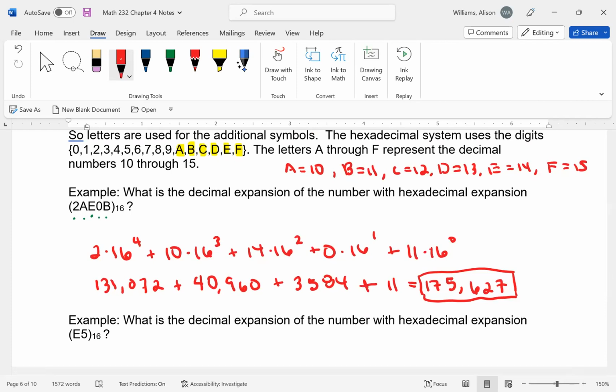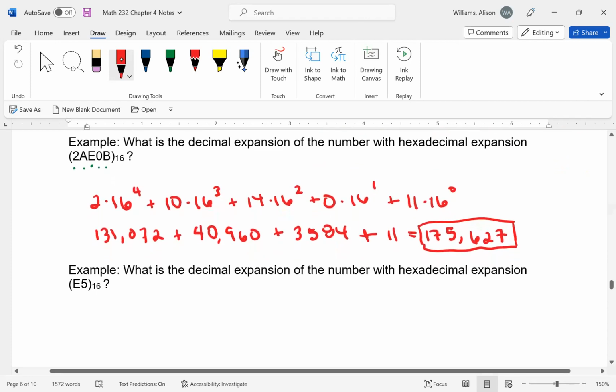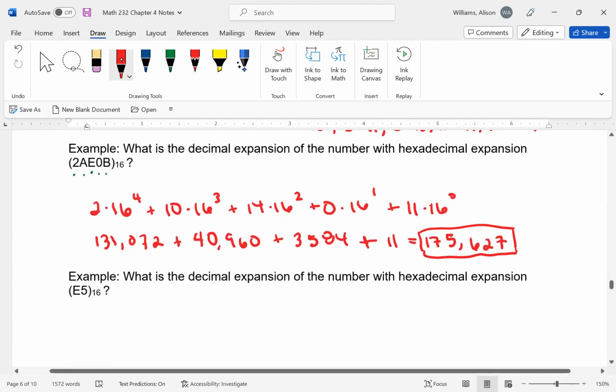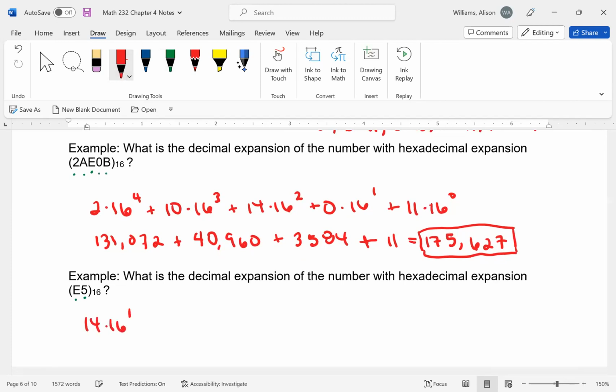Let's try it one more time. A little simpler this time, not so complicated. E and 5. Okay, so E is 14. And since this is 0 and 1, it would be 14 times 16 to the 1 plus 5 times 16 to the 0. So 14 times 16 comes out to 224.